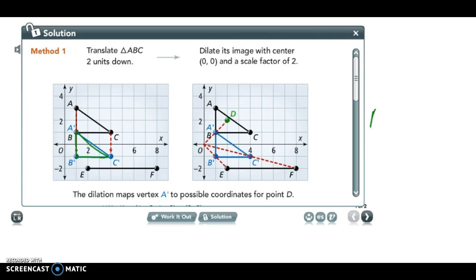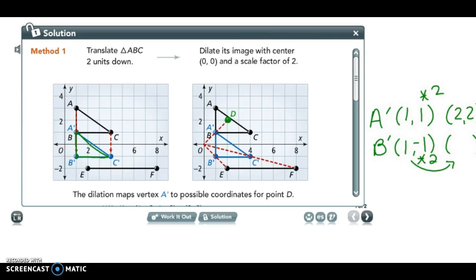So A prime right now is at 1, 1, and when we multiply that by 2, we're going to land at 2, 2. So that's where D is, right here. It is in green. If we do that, we can also look at B prime, and it is at positive 1, negative 1. And when we go ahead and work that one through times 2 on all of that, we're going to land at 2, negative 2. And you can see that is where E is at right here.